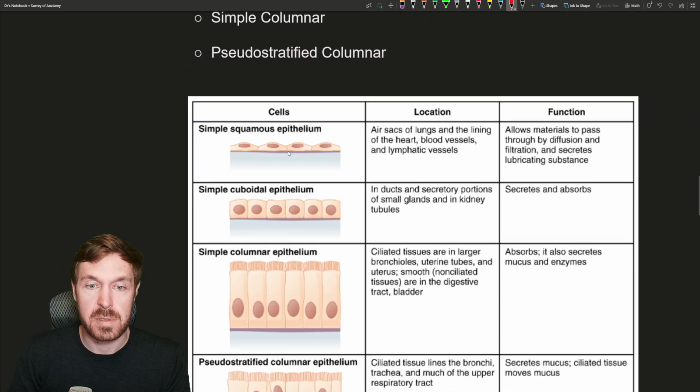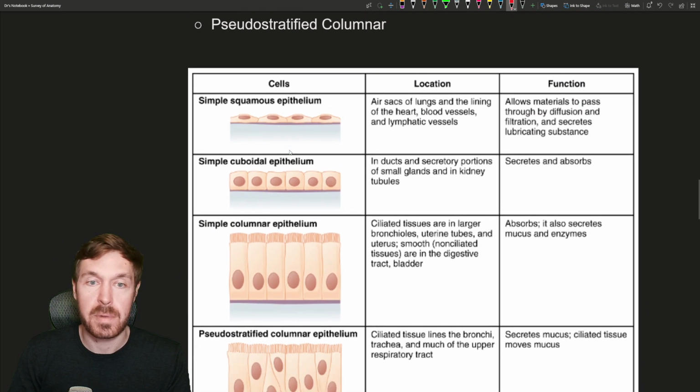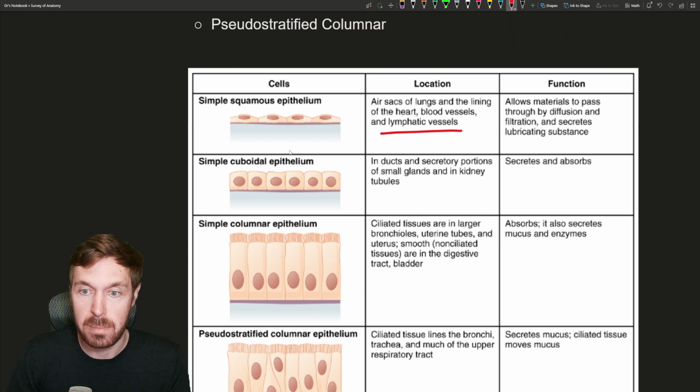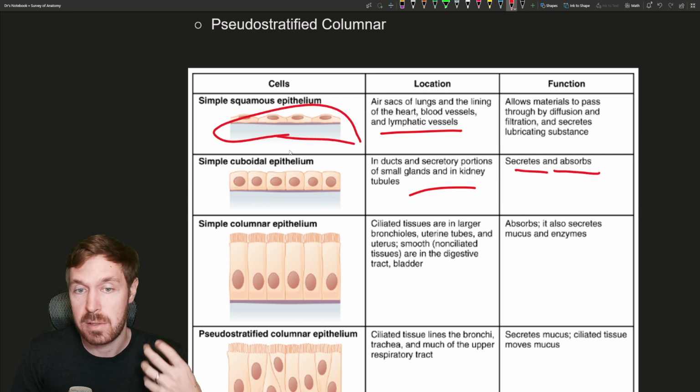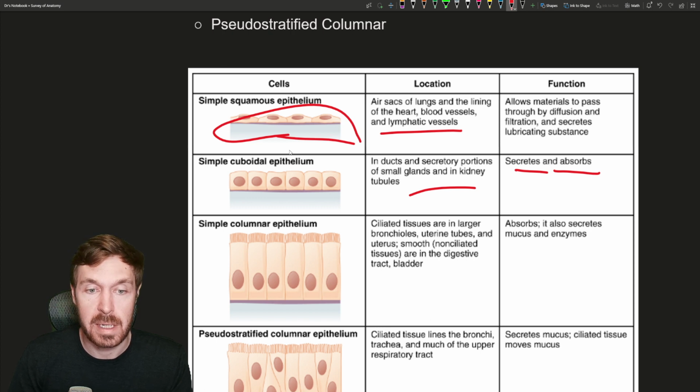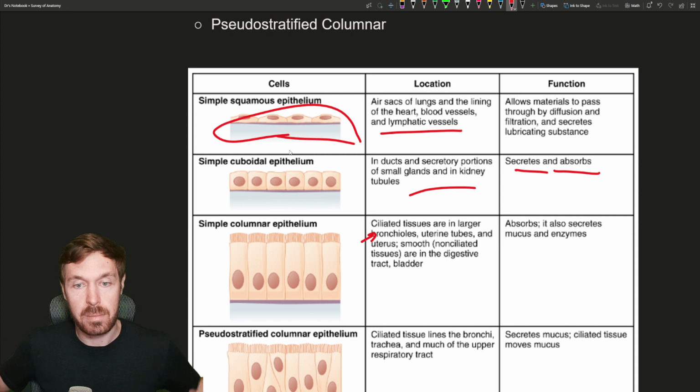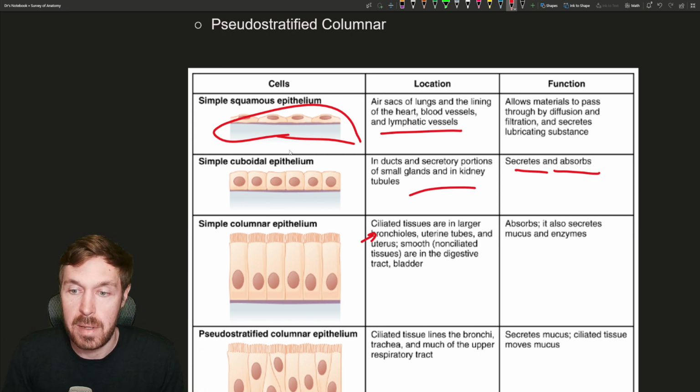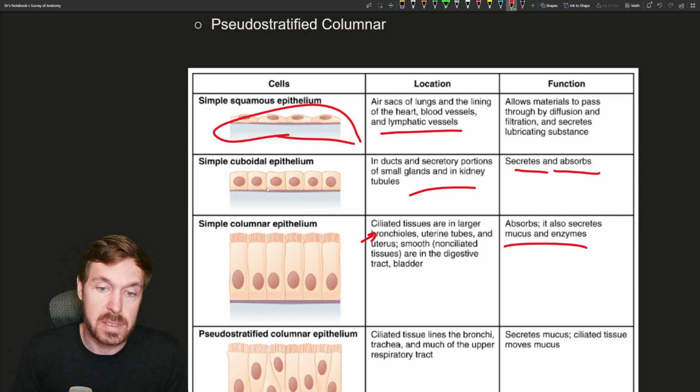And so down here, some different examples of them. Like I said, the air sacs of the lungs, lymphatic vessels, blood vessels lining of them, simple cuboidal. Some kidney tubules also have these. So these are focused on secretion and absorption. This thin layer here is focused on areas where gas exchange is happening and things like that. Simple columnar here, ciliated tissues in larger bronchioles, uterine tubes, and uterus. So the cilia helps move mucus and things around, and then digestive tract, bladder, so microvilli. So these are absorbing, secreting mucus and enzymes.